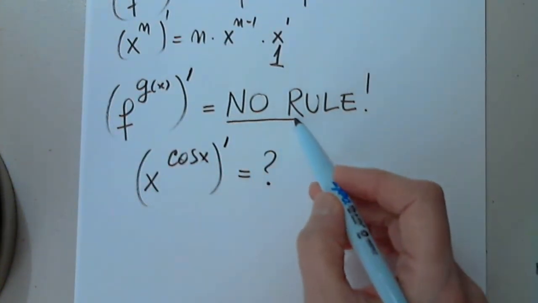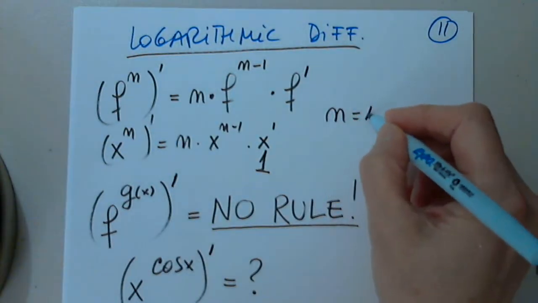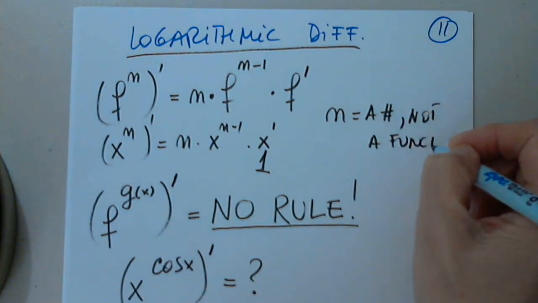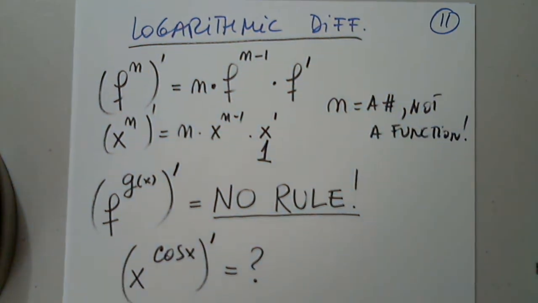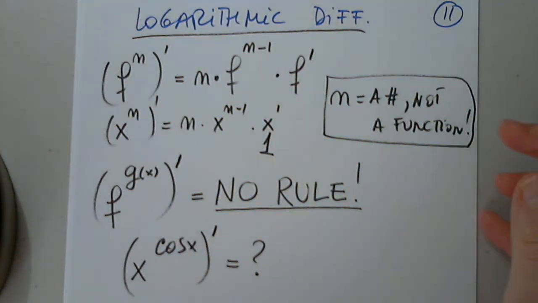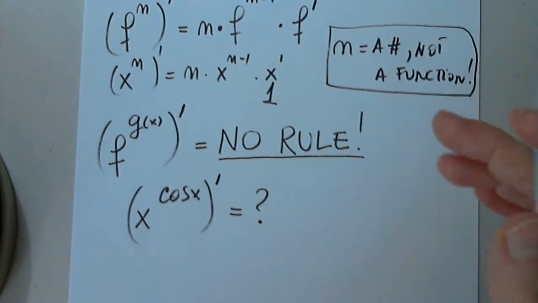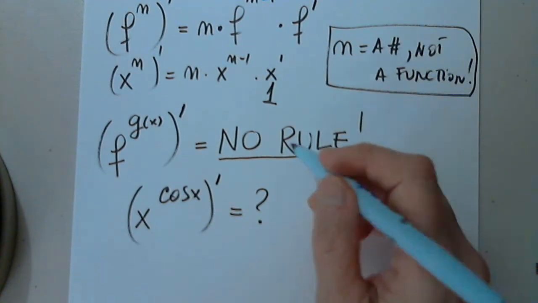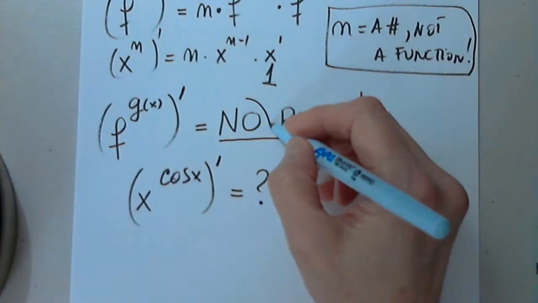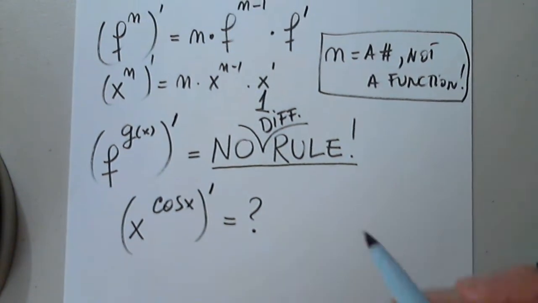There is no rule for something like this. Remember here, n is a number. N, a number, not a function. Quick question. You said there's no rule, it does not exist. Does that mean that an answer doesn't exist or the rule doesn't exist? The rule does not exist. There is no rule for that. In other words, no differentiation rule, I meant to say.